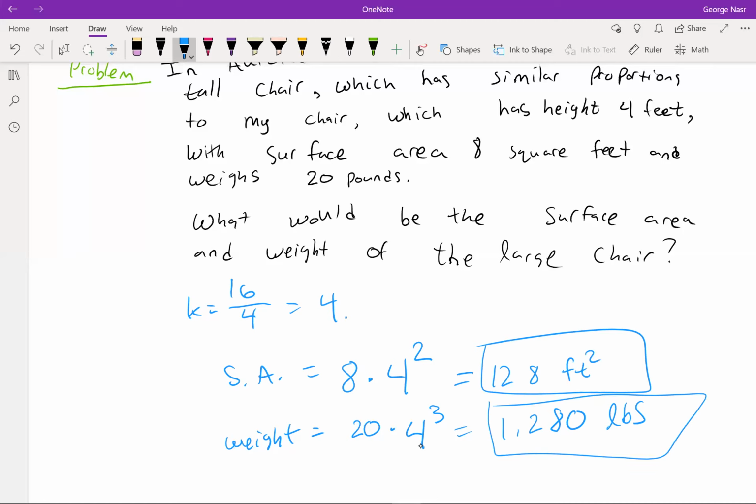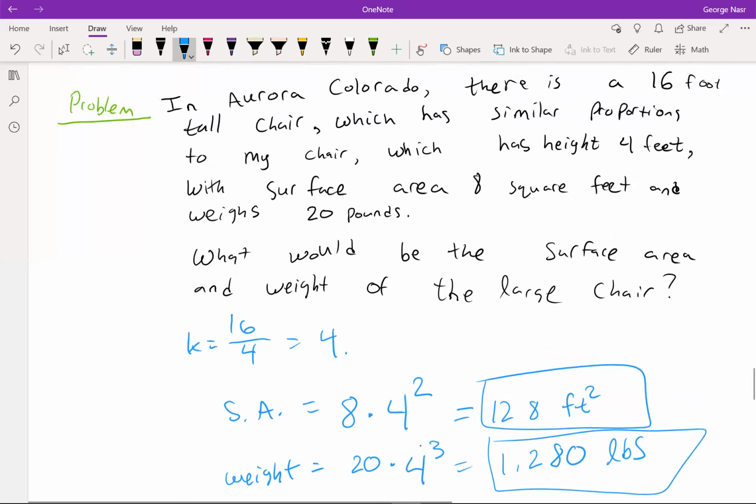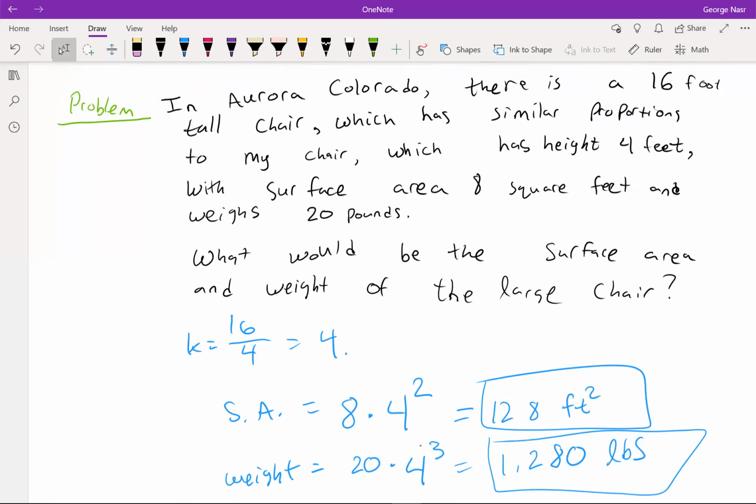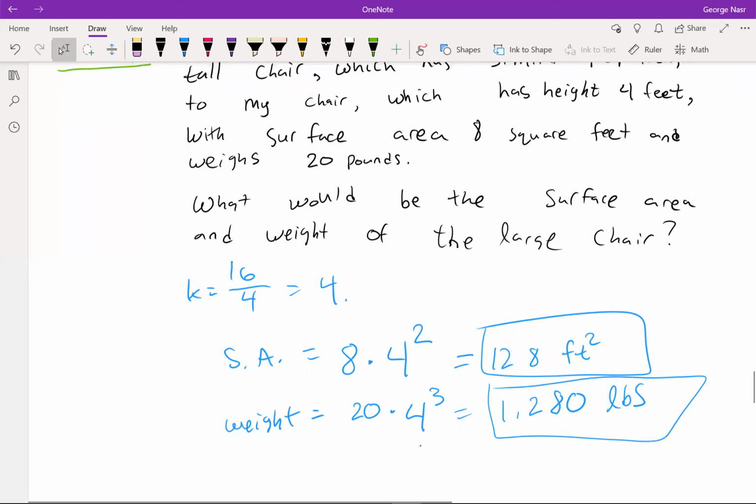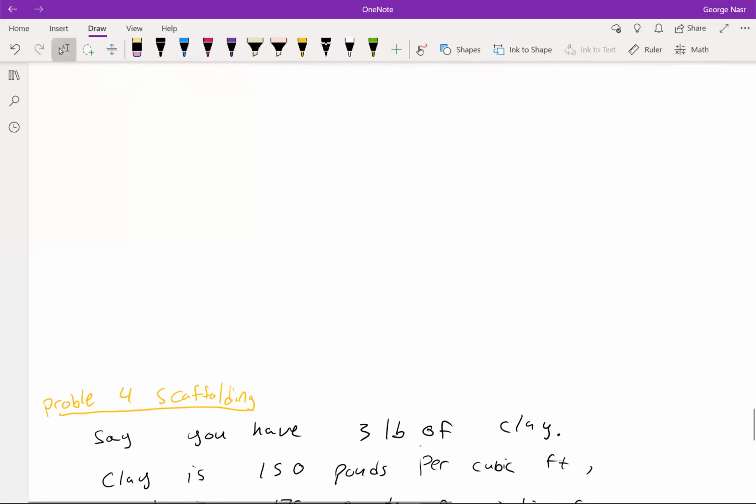Like if you Google large chairs America, there are tons of ridiculously sized chairs all over the country. And this is a cool way of saying that we can probably figure out things like how much they must weigh and how tall they must be, by comparing them using similarities and proportions to something we have in front of us, some smaller version that we can easily compute these things for. So that's really it for the section.